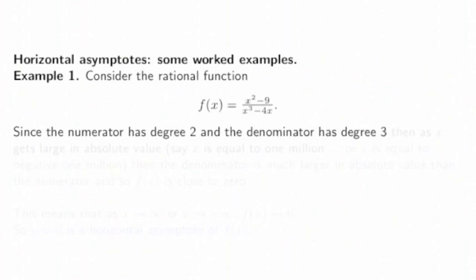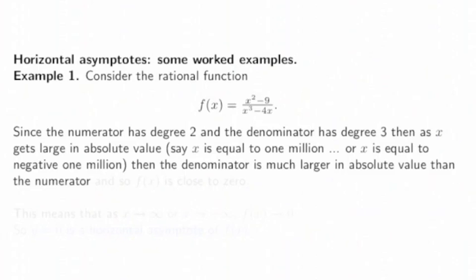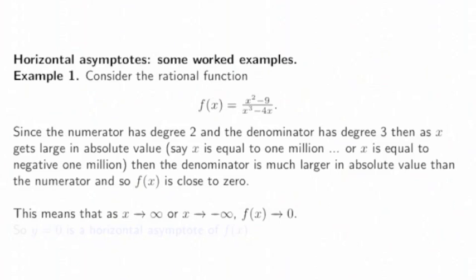Let's take a moment to think about why that's true. As x is large in absolute value, maybe x is 1,000,000 or negative 1,000,000, then the denominator, which has x cubed in it, is much larger in absolute value than the numerator. And so this fraction begins to be close to 0. 1,000,000 cubed is about 1,000,000 times bigger than 1,000,000 squared. So the denominator dominates, and as x goes to infinity, or as x goes to minus infinity, my function approaches 0. Y equals 0 is a horizontal asymptote of this rational function because the degree of the numerator is smaller than the degree of the denominator.